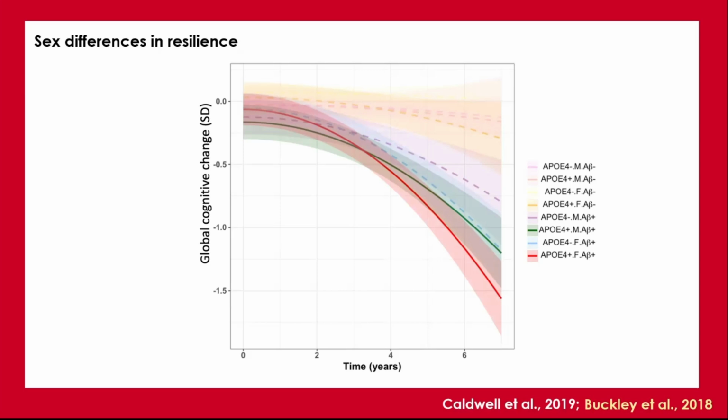You see women in the strong red line, and in green are the men. Both of these groups are E4 carriers who have high amyloid. It's the women who are far outperforming men at baseline, even in the face of all of these risk factors, but rapidly declining. So there's a strong and quite convincing trend for this hinge point of lost resilience over time.